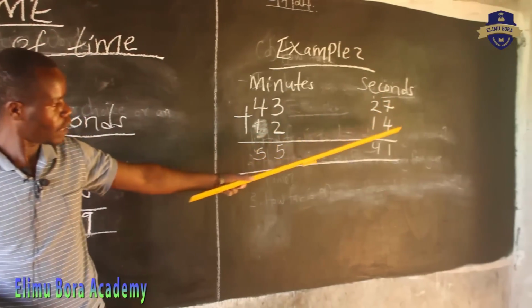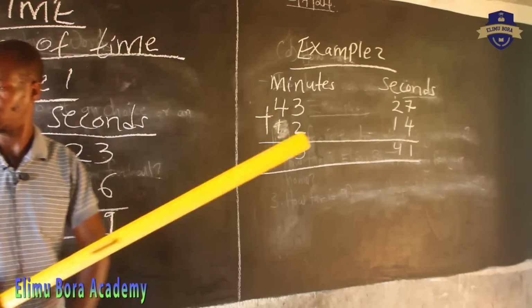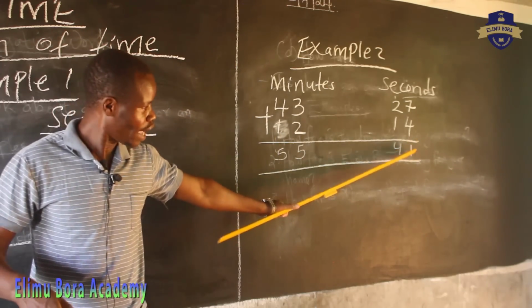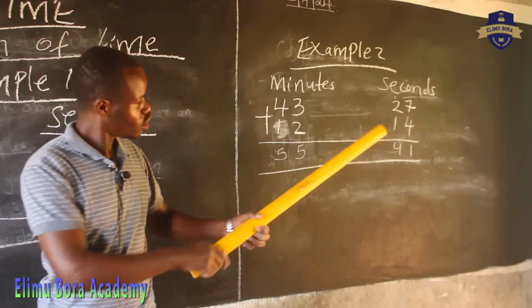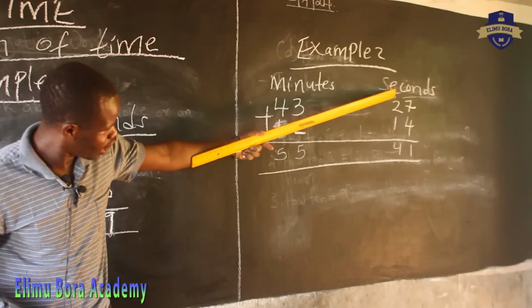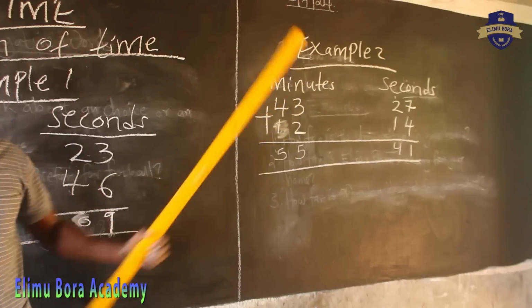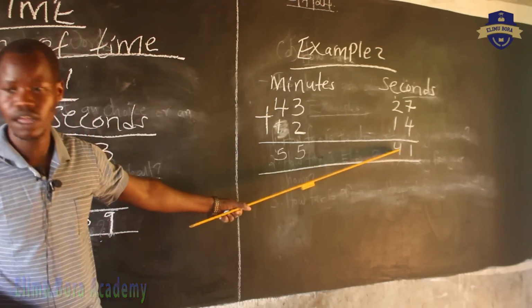So he has just worked out that 7 plus 4 is 11. You write 1 and carry 1. So you write 1 here, you carry 1, and then you add 1 plus 2. 1 plus 2 is 3. 3 plus 1 is 4. That is why he has written here 4.